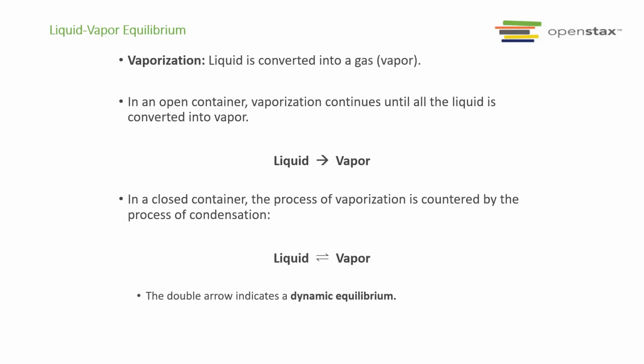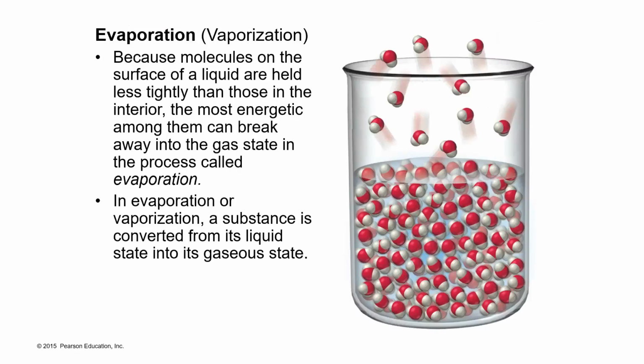Once equilibrium has been met, the process of going from a liquid to a vapor, so vaporization, and the process of going from a vapor to a liquid, or condensation, is going to happen at equal rates. Another word for vaporization is evaporation. Because molecules on the surface of a liquid are held less tightly than those in the interior, the most energetic among them can break away into the gaseous state, and that's called evaporation or vaporization. In evaporation or vaporization, a substance is converted from its liquid state into its gaseous state.